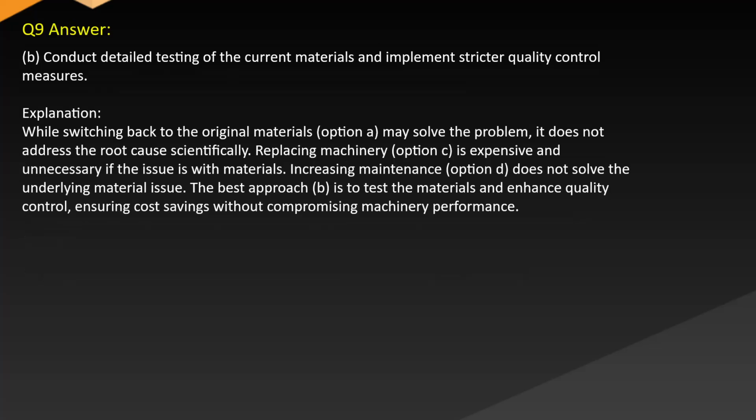Answer. B. Conduct detailed testing of the current materials and implement stricter quality control measures. Explanation. While switching back to the original materials, option A, may solve the problem, it does not address the root cause scientifically. Replacing machinery, option C, is expensive and unnecessary if the issue is with materials. Increasing maintenance, option D, does not solve the underlying material issue. The best approach, B, is to test materials and enhance quality control, ensuring cost savings without compromising machinery performance.